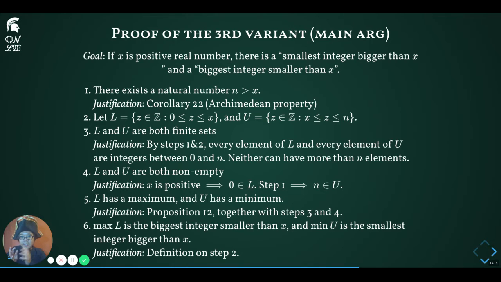Notice that any integer less than x has to be either in L or be negative. But negative integers are all less than 0, and hence, since 0 is in L, less than the max of L. Similarly, we can argue that the min of U is the smallest integer that is bigger than x. And this concludes our proof.